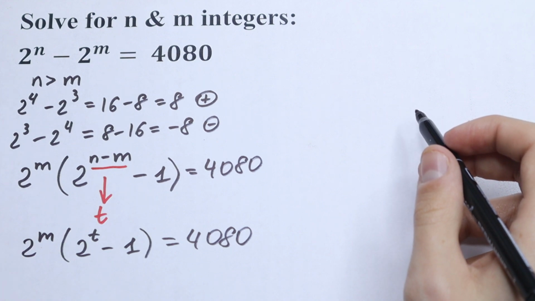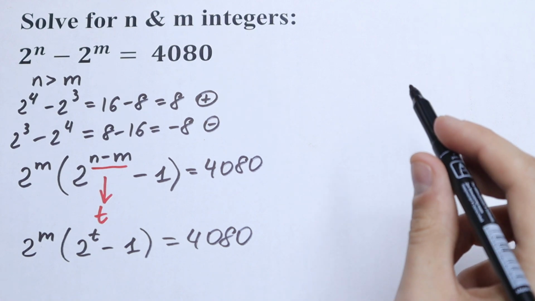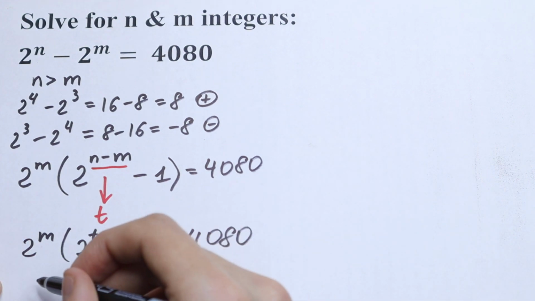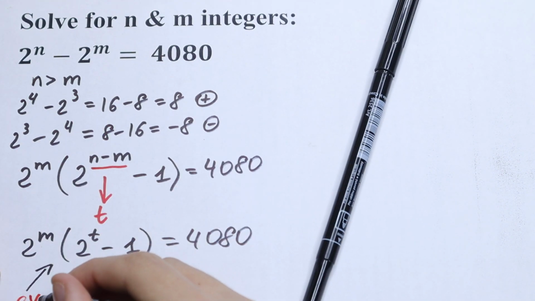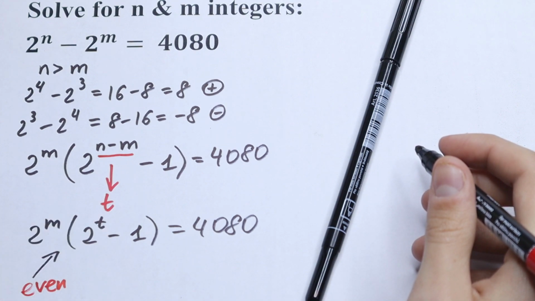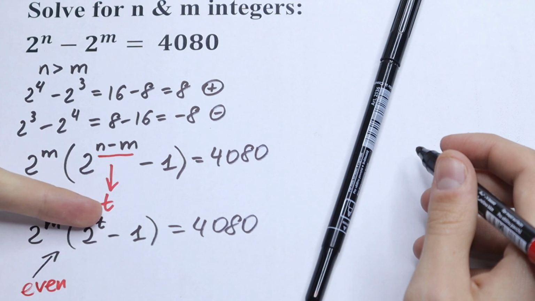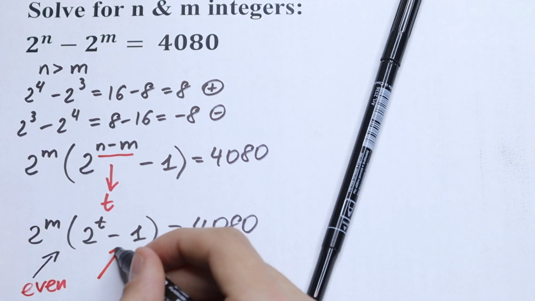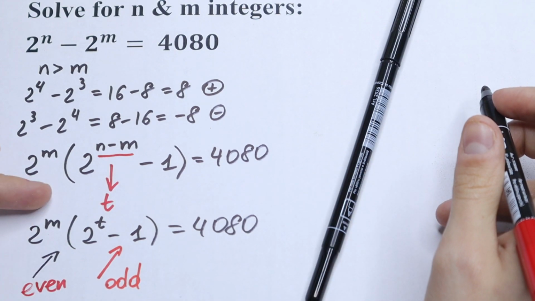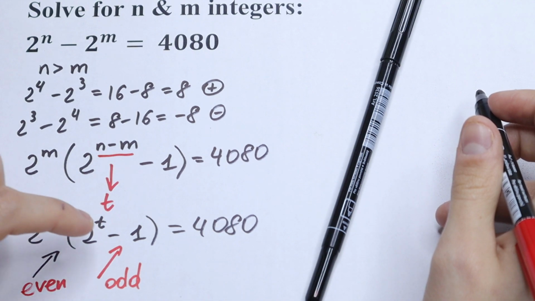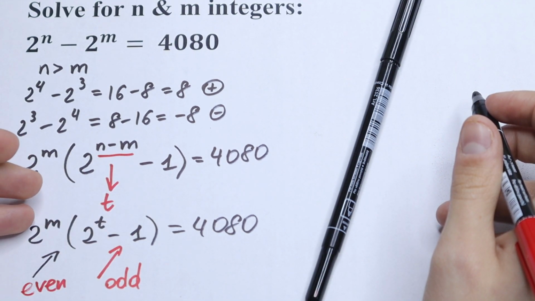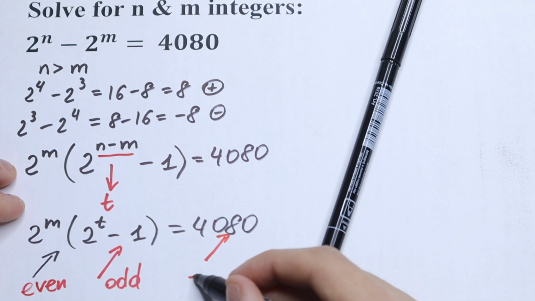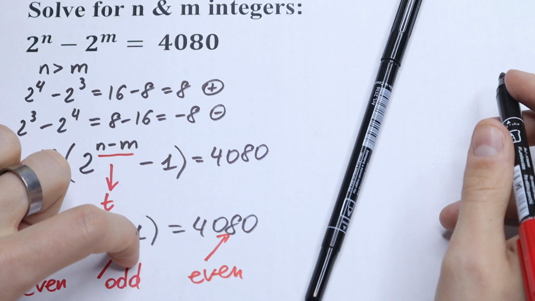And take a look. 2 to the power m, doesn't matter what m is, will be an even number. We will have 2 times 2 times 2, times 10 times 2, 20 times 2, doesn't matter. This 2 to the power m will be an even number. And take a look right here, we will have 2 to the power t minus 1. We all know that 2 to the power t will be an even number, and if we subtract 1 from here, we will have an odd number. For example, 2 cubed is 8, minus 1 is 7, so an odd number. And we all know that this number, because we have 0 at the end, is an even number. And we have a product: an even number times an odd number will be an even number.